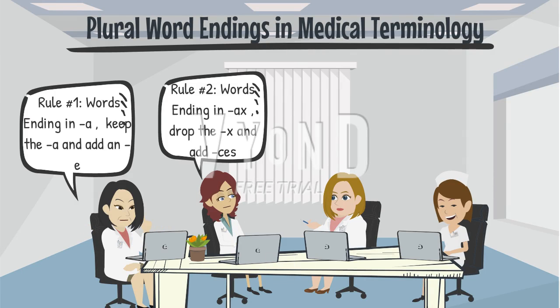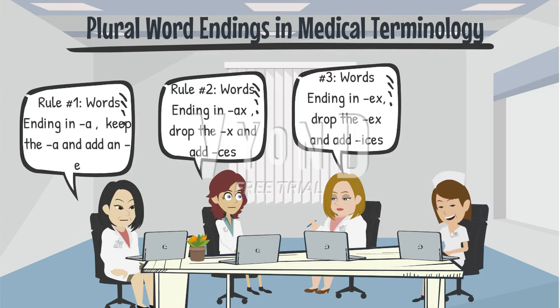Rule number 3. Words ending in X. When the singular form of the word ends with X, drop the X and add ICES. For example, cortex, cortices, apex, apices.